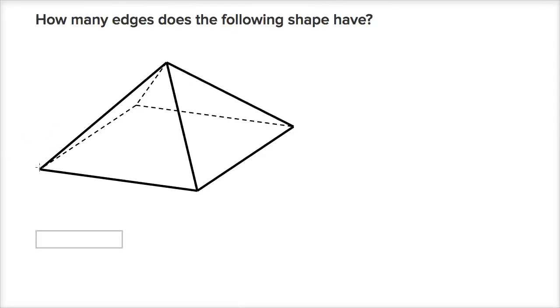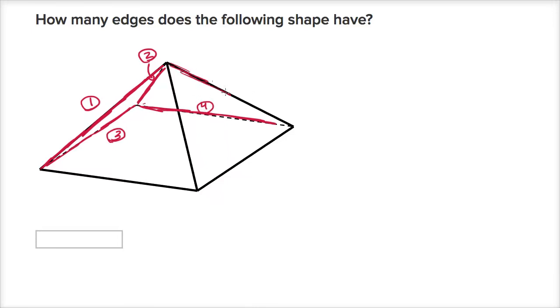So the edges are where two faces meet. So this is an edge right over there. So that's one edge. There's an edge back here. We can see because it's transparent. That is our second edge. We have this one over here. That is our third edge. We have this one over there. That is our fourth edge.